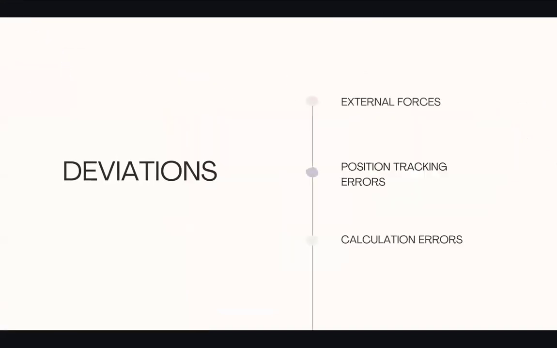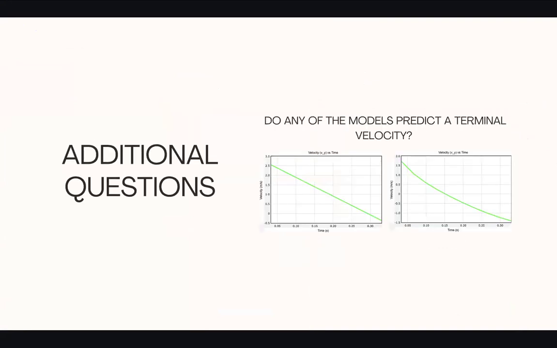As for deviations, there are external forces that could be acting on the ball that were not calculated during the experiment, position tracking errors, and calculation errors, such as rounding errors. Additional question: do any of the models predict a terminal velocity? Neither of the models display terminal velocity because neither of the graphs show a horizontal line on the velocity versus time graph. It could reach terminal velocity if the object was falling for longer, which would allow the object to reach maximum velocity from gravitational force, and the velocity would be constant, which means the net force would equal 0.